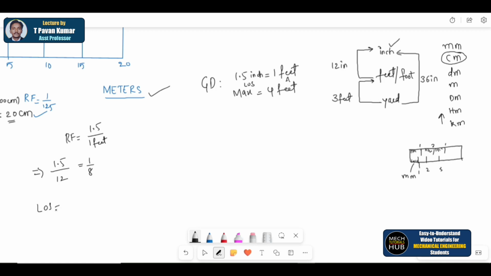Once the RF is known, length of the scale is equal to 1 by 8 multiplied by the maximum length. 4 feet is given, again multiplied by 12, because 1 feet is equal to 12 inches. So you are going to get how much? 6 inch. Now the inch scale is with you. Directly draw a line of 6 inches, then a width of 1.5 centimeter, then close it.